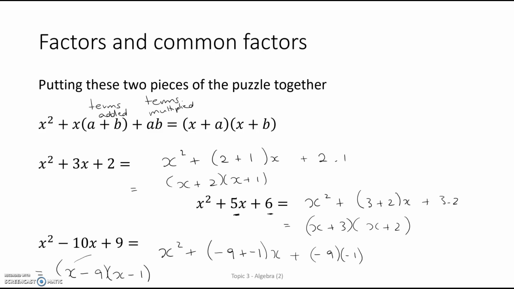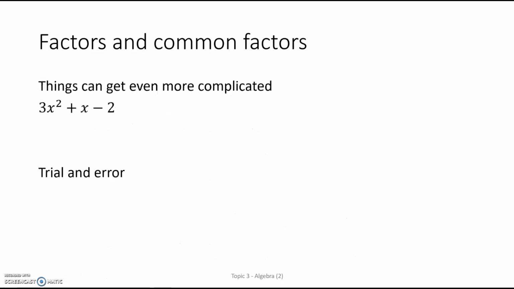Check. x times x gives us x squared. x times negative 1 gives us minus x. Minus 9x, that gives us minus 10x. And minus 9 times minus 1 is positive 9. So that is correct. So what we needed to look for was two numbers that added to make the x term, the x coefficient, and multiplied to make the constant at the end.